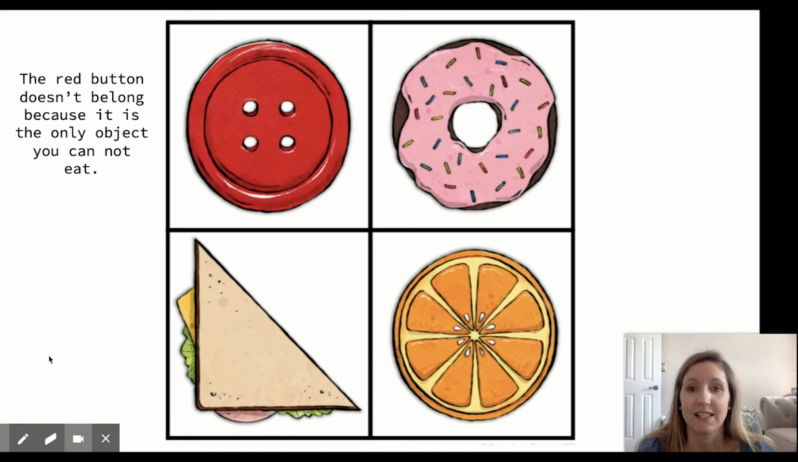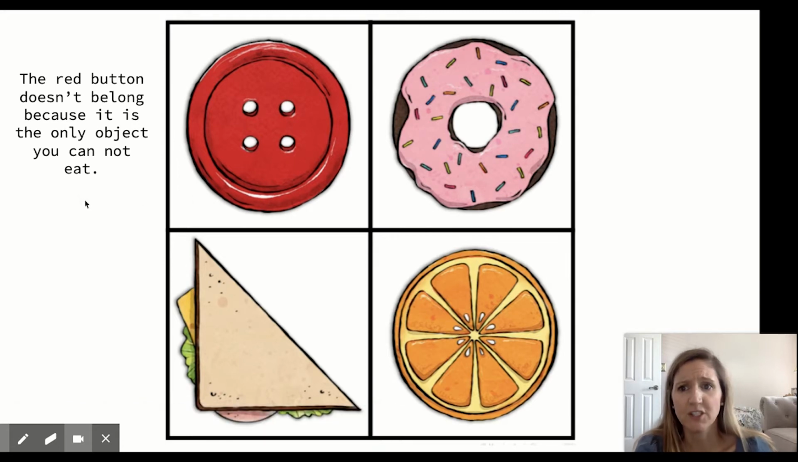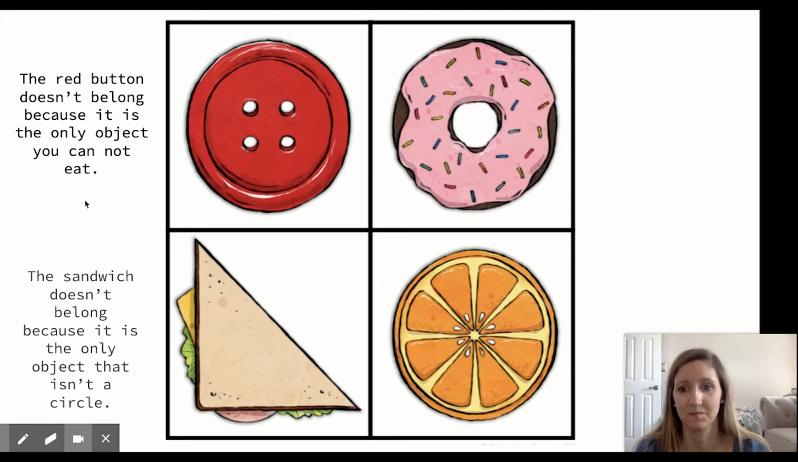All of the pictures except the sandwich are circular. See? The button is round, the donut is round, and the orange slice is round. The sandwich looks like a triangle, so it does not belong because it is the only object that doesn't have curves and isn't a circle. Wait. Now, I notice another picture that doesn't belong.